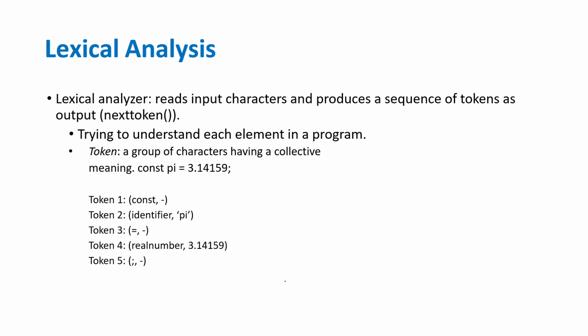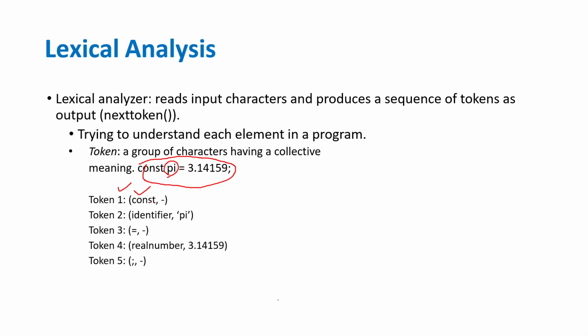Now lexical analysis. The lexical analyzer reads input characters and produces a sequence of tokens as output. A token is a group of characters having a collective meaning. For example, const pi = 3.14159. Token 1 is const, the token name is CONST. Then token 2, pi, which is an identifier.